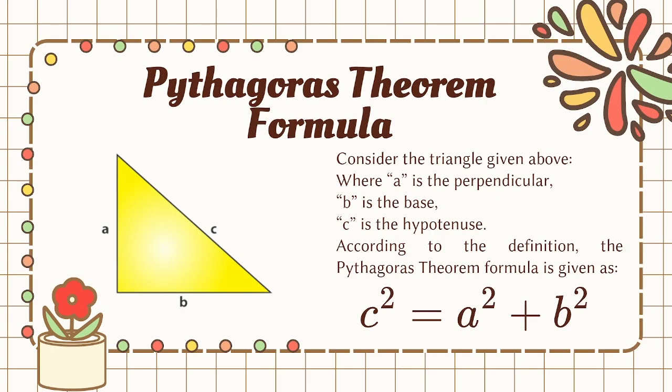Pythagoras theorem formula. Consider the triangle given above, where A is the perpendicular, B is the base, C is the hypotenuse. According to the definition, the Pythagoras theorem formula is given as C squared equals A squared plus B squared. Next.